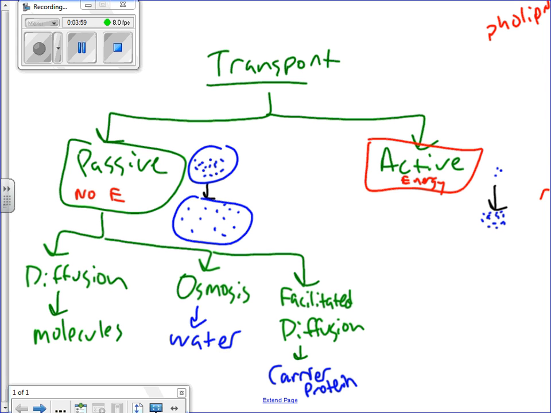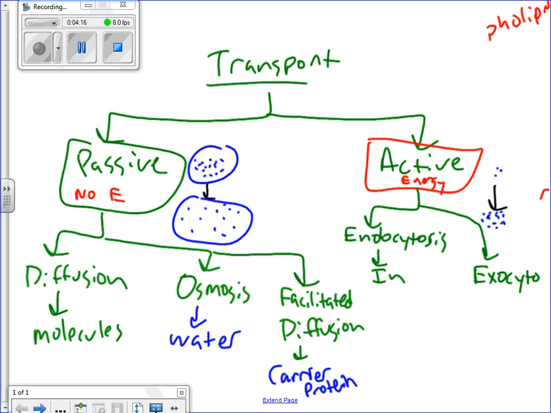Active transport, there's only two types. Endocytosis. The keyword is in for endo. And there's exocytosis. Exo meaning out. So moving stuff in or moving stuff out, regardless of whether we're going from high to low or low to high, we need energy to do that.